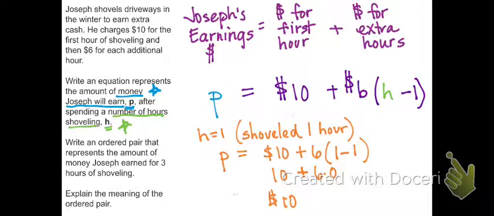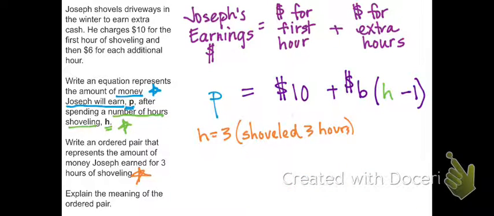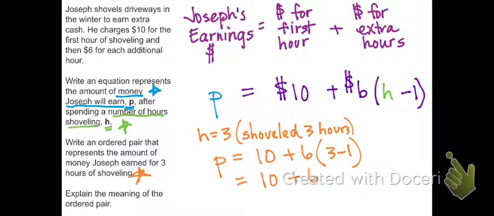Now let's think, how much would he earn if he shoveled for 3 hours? So when H is 3. So again, let's just substitute 3 in for H and rewrite the equation. P equals $10 plus $6 times 3 minus 1. So we're taking $10 and we're adding 6, 1 less than the number of hours that we shoveled in total. So 10 plus 12, which is $22.